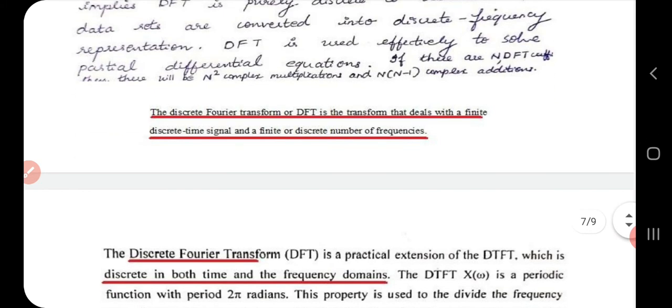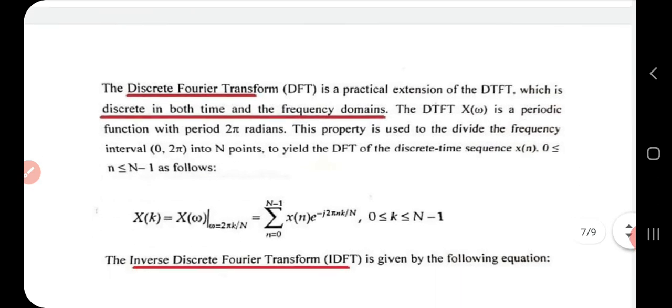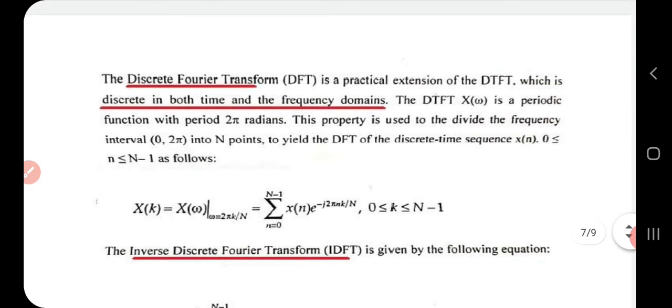So this is a definition, that is, DFT is a transform that deals with a finite discrete time signal and a finite or discrete number of frequencies. Now DFT is a practical extension of DTFT, which is both discrete in time and frequency domain. Now we know that DTFT is periodic with period 2 pi radians.